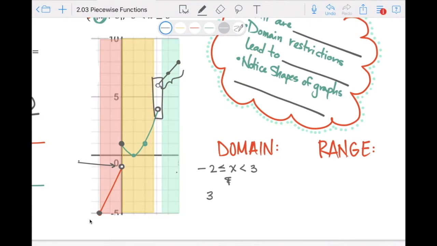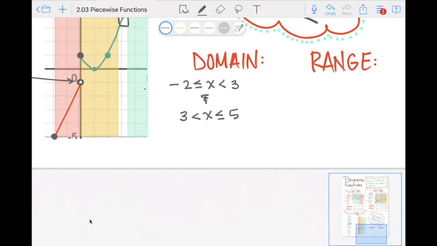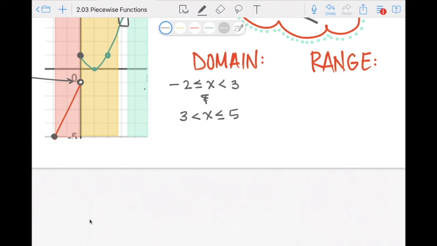Again, 3 is the lowest number, but it's not included. So 3 is less than x, which is less than or equal to, and then the largest number in our domain is 5. The way you would write that in interval notation has a little bit of symbolism that's probably new for you. But for this first section, you're going to have -2, 3. You'll have a bracket around -2, a parentheses around 3.